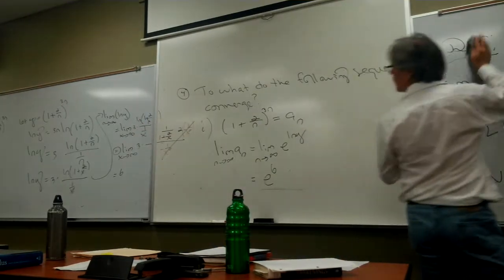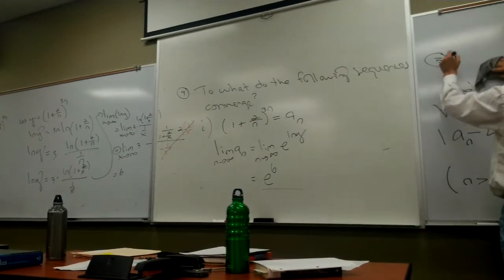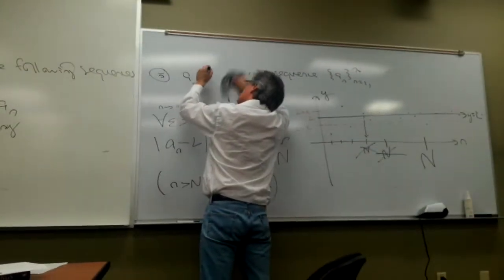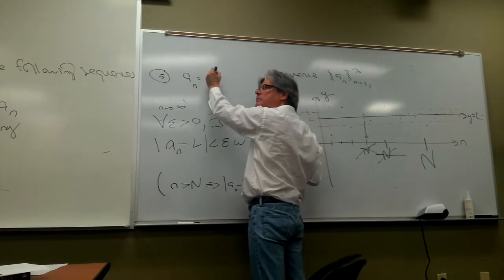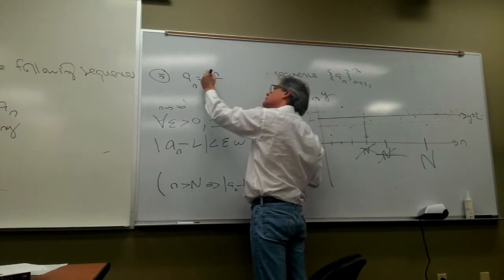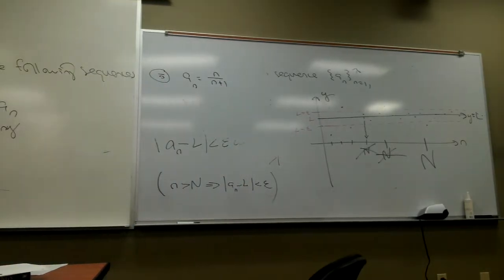How about this one? How about an easier one? Same question. But a sub n is equal to this. What do you think it converges to? Did I write wrong in the right class? Doesn't converge.